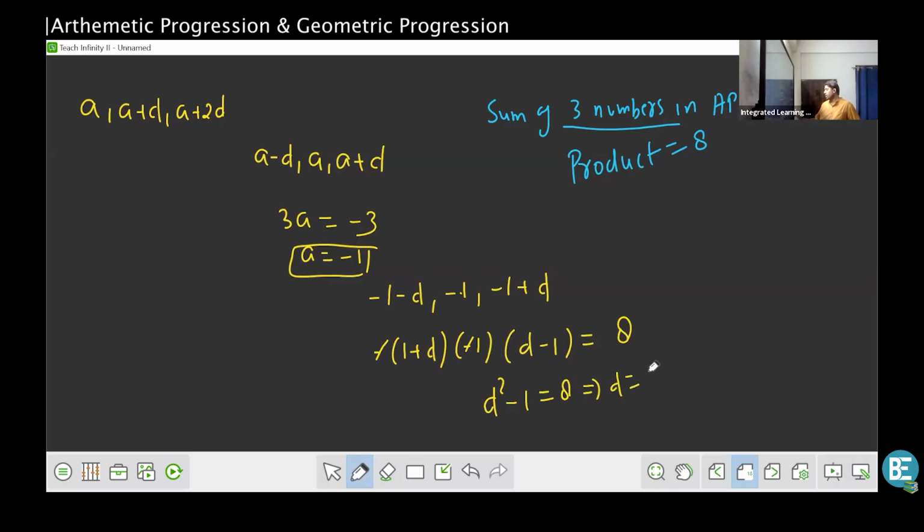And that will give us d is equal to plus minus 3. d square is 9, d is plus minus 3. So you can use any, both will give us a similar answer because we wanted to find three numbers. You can take in any order.